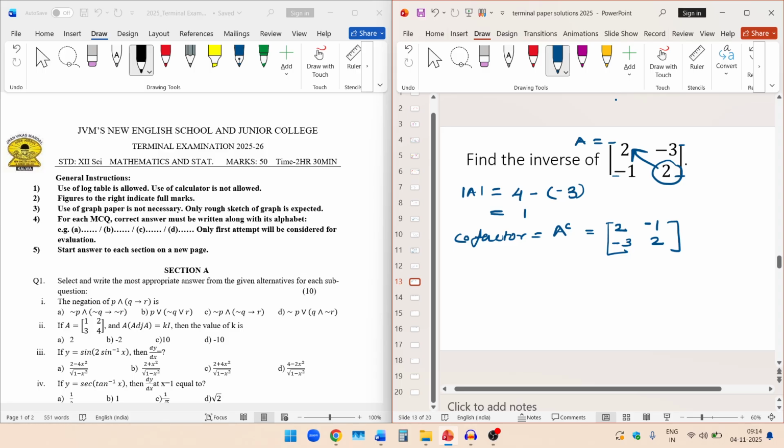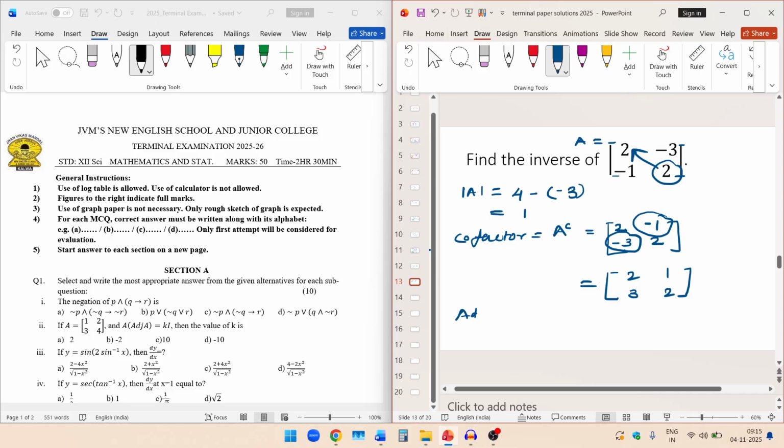After that, I will have to change the sign of these two terms. So this will give me 2, 1, 3, 2. Okay, so the cofactor matrix is this.